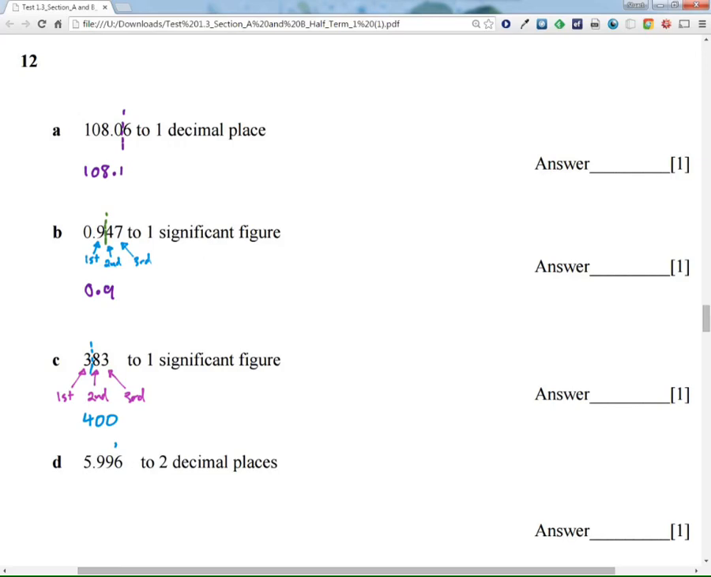Part D, 5.996 to 2 decimal places. Okay, so if we draw the dotted line after the second decimal place, I'll write the number again a bit bigger. Okay, so 6 we round up. So 9 rounds up to 10 effectively. We carry the 1. So then we have to add this 1. 9 plus 1 is 10 again. So carry the 1 again. And then 1 plus 5 gives you the 6. So it should be 6.00. You should really write 6.00 as your answer rather than 6, because 6.00 tells the examiner that you have rounded to 2 decimal places. Let's move on.